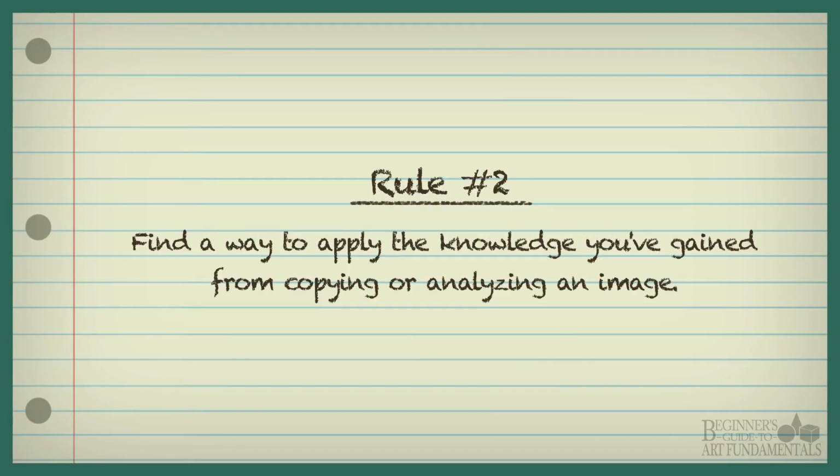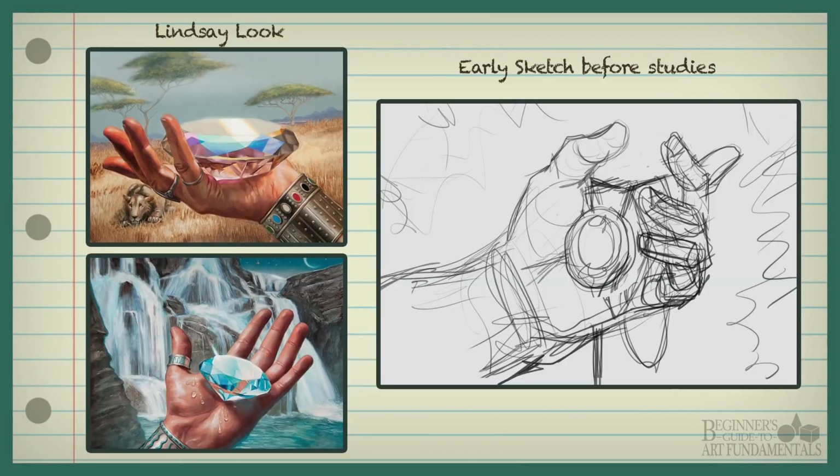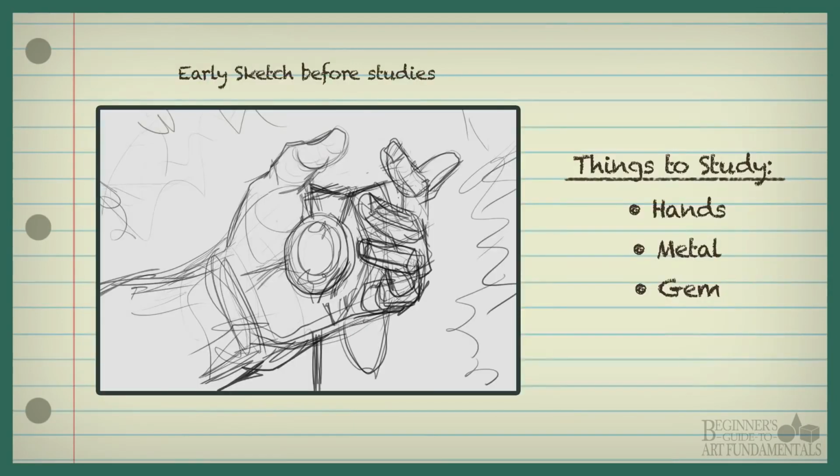So for instance, let's say I'm starting an illustration of a person holding an amulet of some kind, similar to that of like an item card you'd see in Magic the Gathering. Chances are, if I wanted to do my best to learn as much as possible, I'd study the things that make up an image like that. So that'd be hands, metal, maybe the amulet has a unique gem in it that I could study. I'd pull up reference images and I'd copy them.